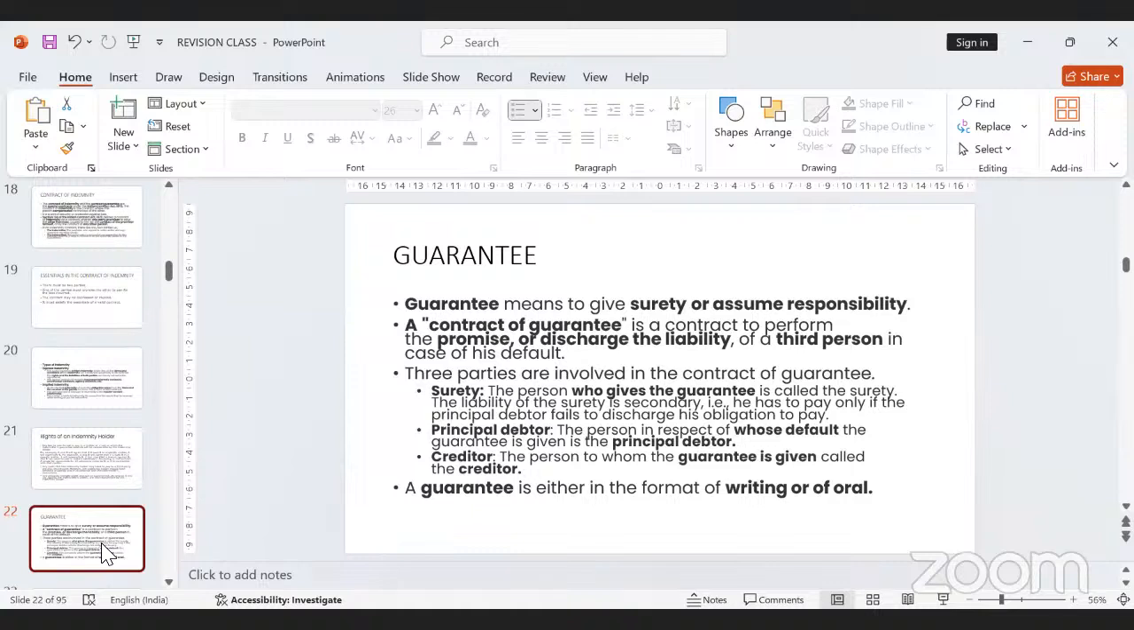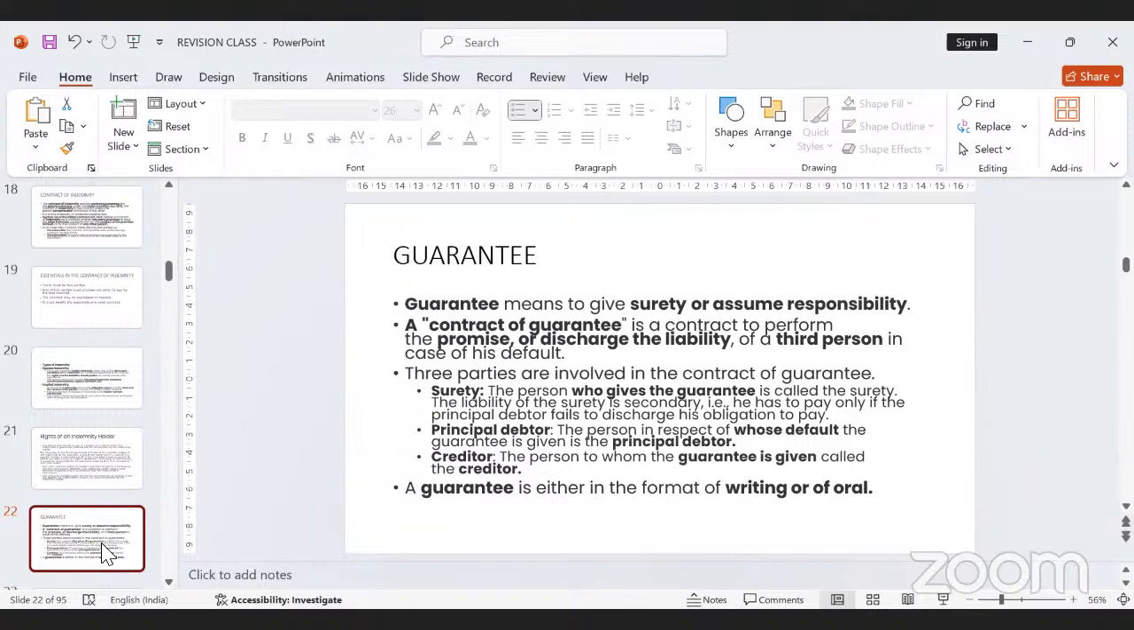Guarantee has three parties to it: creditor, principal debtor, and surety. Creditor is the person to whom the guarantee is given. Principal debtor is the person in whose default the guarantee has been given. And surety is the person who is giving that guarantee.